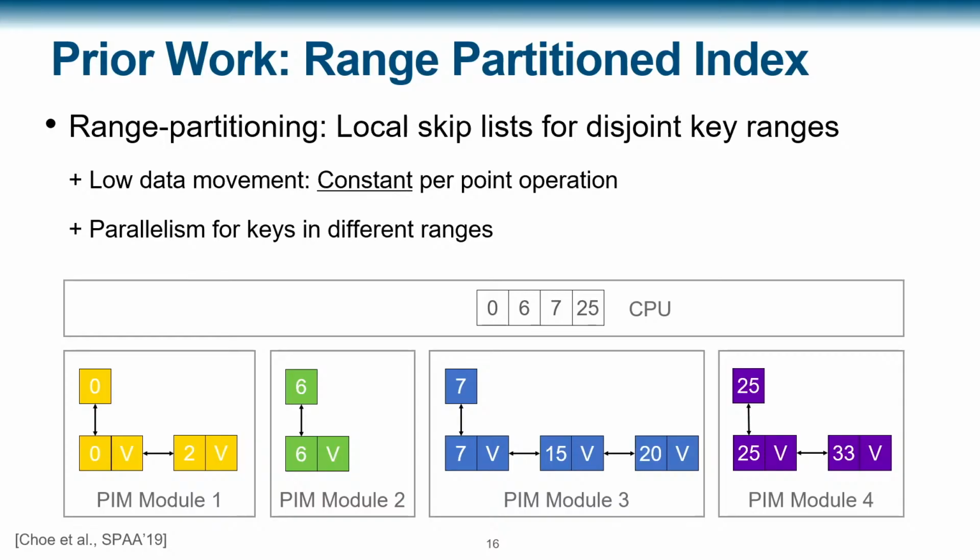And so the nice thing about this is that when queries come in, you just have to send it. At the CPU side, you just keep the root keys of each of these skip lists. So when a query comes in, you say, oh, it's a query for 10. I'm trying to find the predecessor of 10. So let me send it to the 7 node, and then from there it can get the answer. Okay.